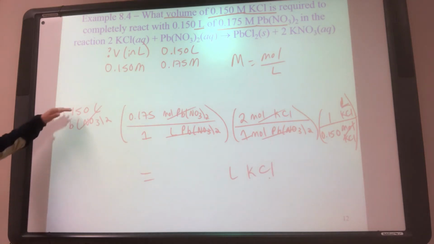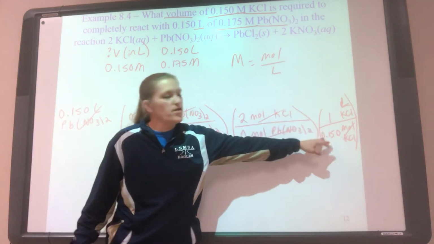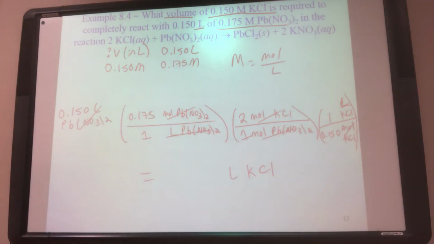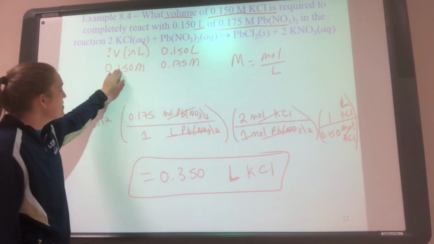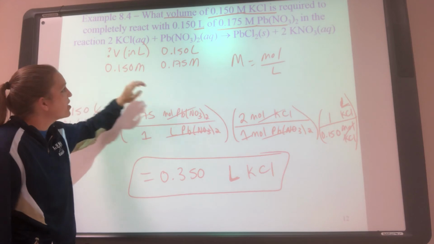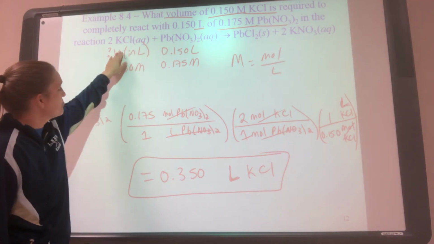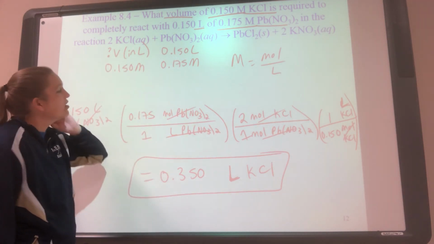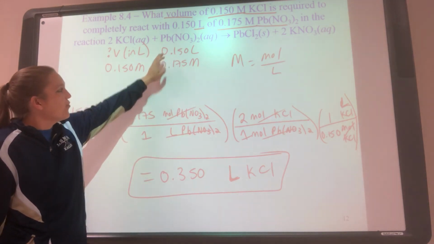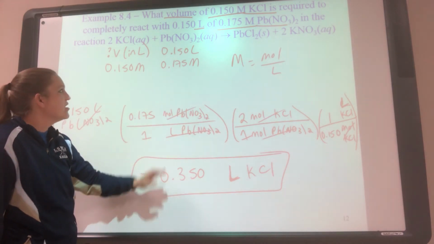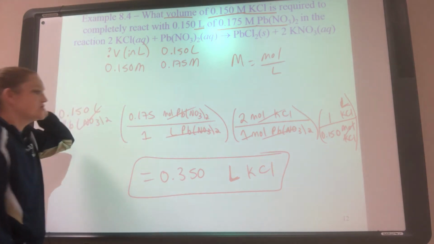So then you do the math, this times this times this, divided by that. And it will give you 0.350 liters of KCl. The way you can think about whether this makes sense is that these two numbers are pretty close together, and so this number and this number should be pretty close together as well. You shouldn't have 0.1 and then something like 35. It should be in the same magnitude as the two numbers.